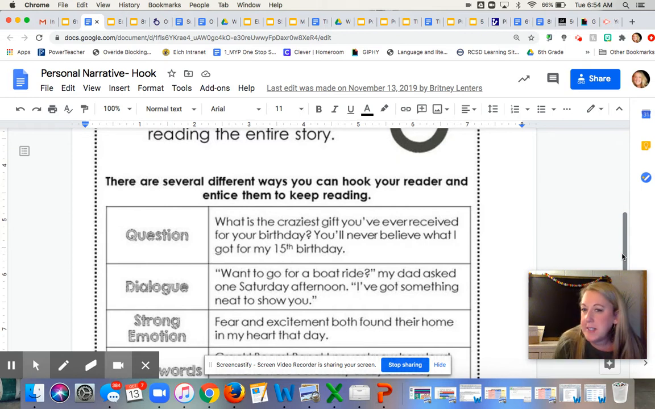What is the craziest gift you've ever received for your birthday? You'll never believe what I got for my 15th birthday. So that makes your reader go, oh, wow, what did he get? Or what did she get?